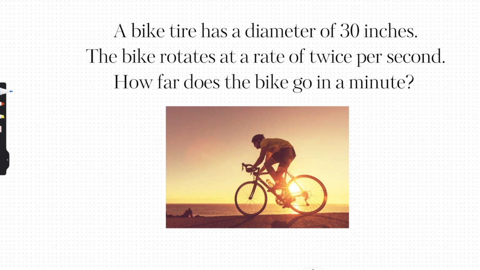So here's the problem we're going to solve together. It says a bike tire has a diameter of 30 inches. The bike rotates at a rate of twice per second. So every second it goes around 2 times. How far does the bike go in 1 minute?